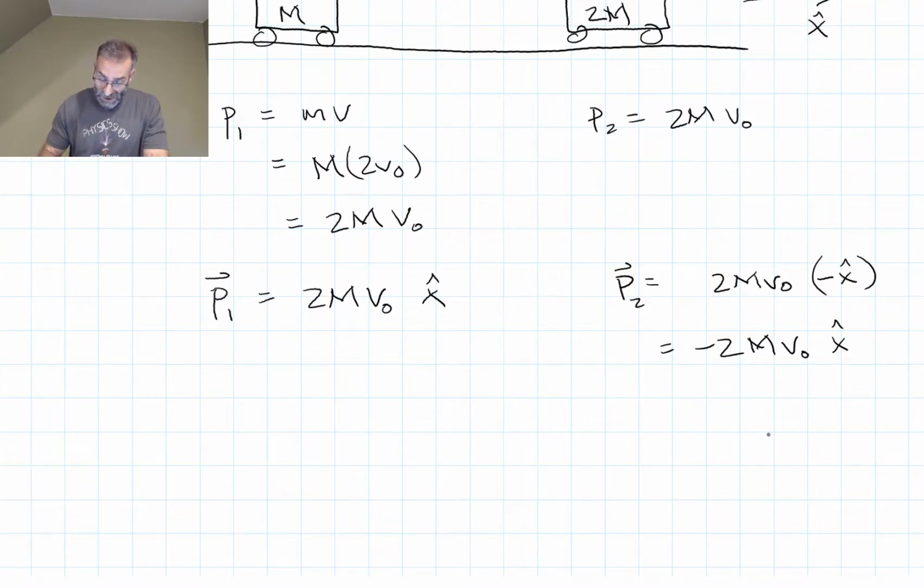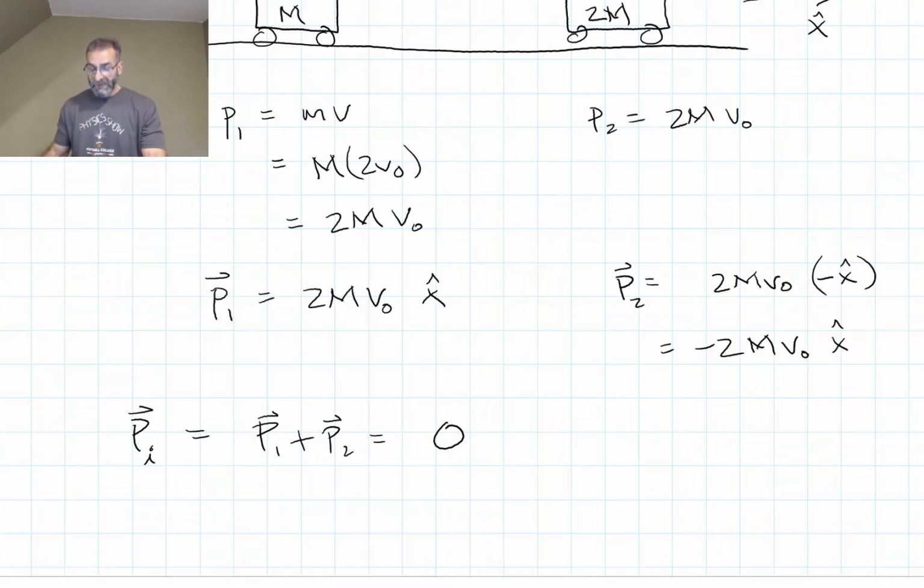So we can add them up. The initial momentum is 0 because we add these two up and they cancel out. We get 0 initial momentum. So afterwards, we also have to have 0 momentum. This has to equal our final momentum.